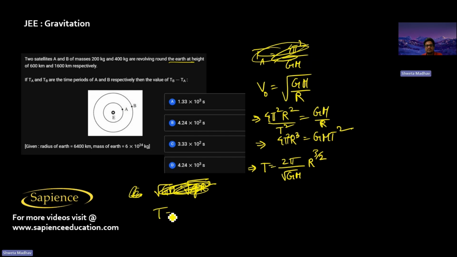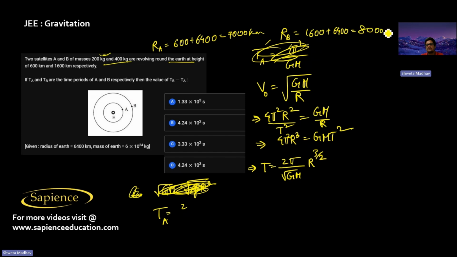The time period of A is independent of the mass of the satellite. It will depend only on the height. So the radius of A will be equal to 600 kilometer plus 6400 kilometer, that is equal to 7000 kilometer. And RB, the orbital radius of B, is 1600 kilometer plus 6400 kilometer, that is 8000 kilometer.